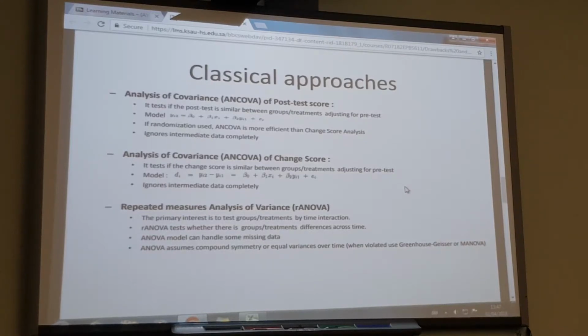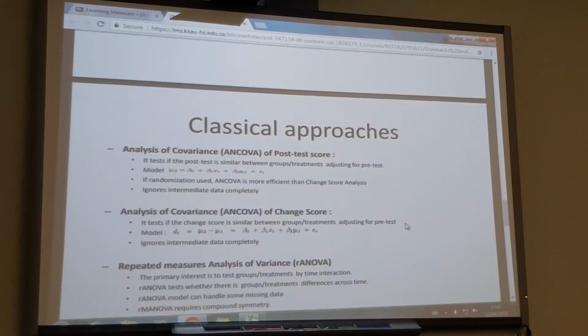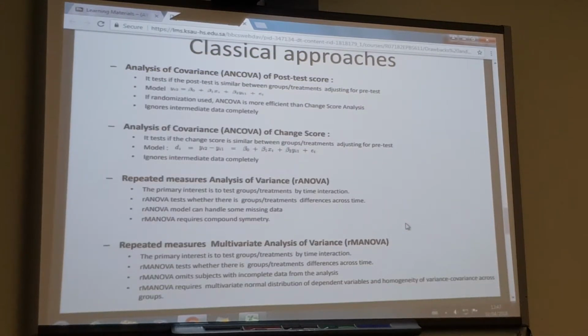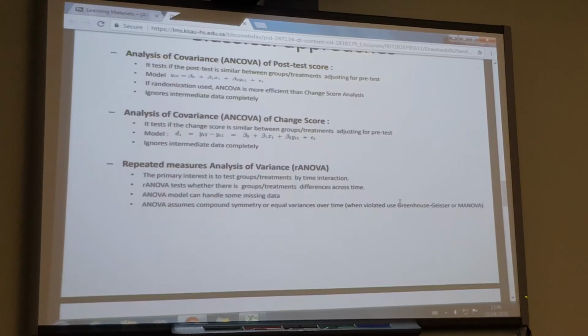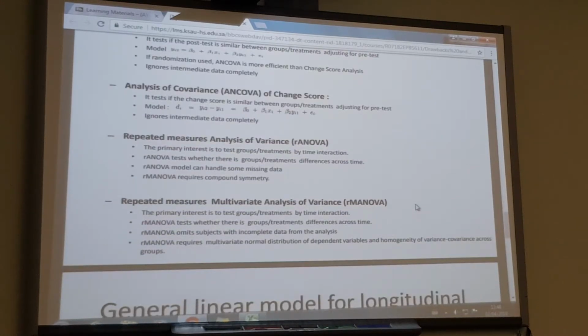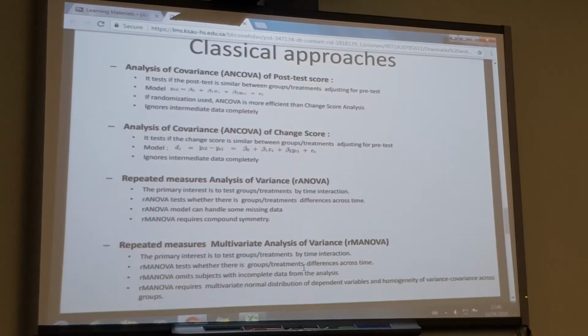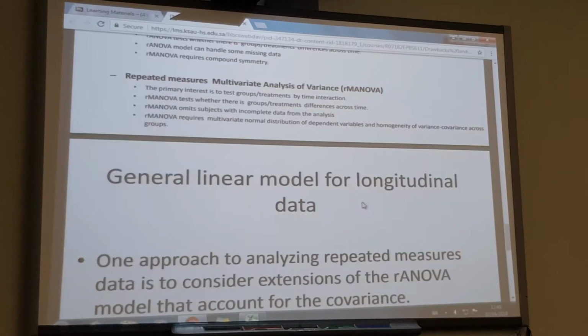Now for repeated measures ANOVA, it's simple, we already explained it, right? And repeated measures MANOVA. Only the last one. The change. I said the last one. The change.